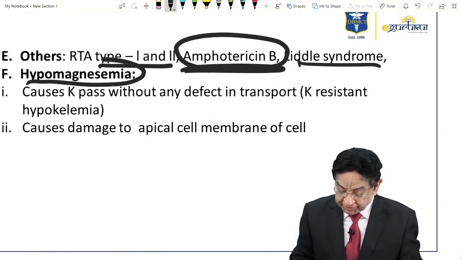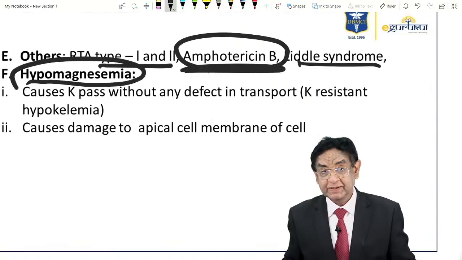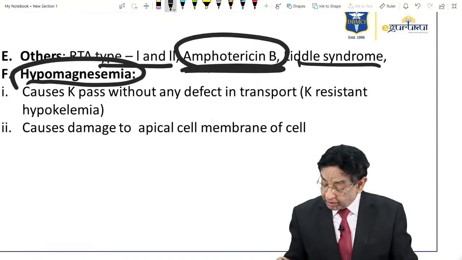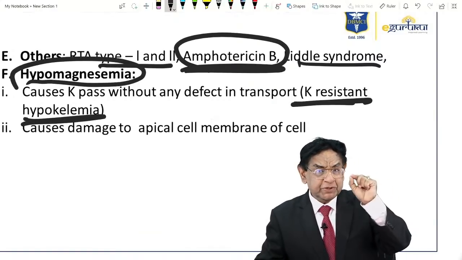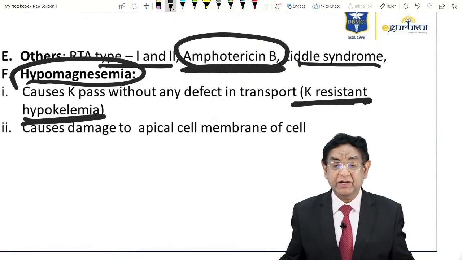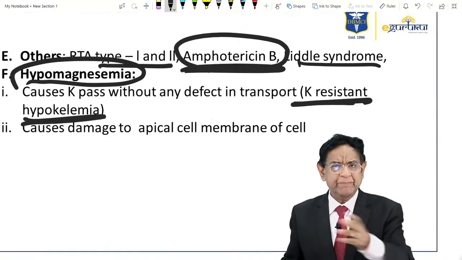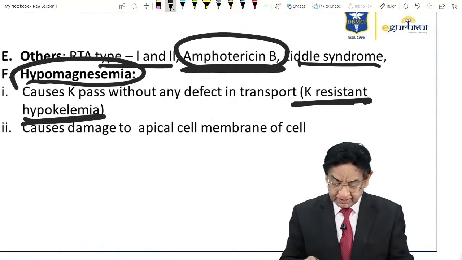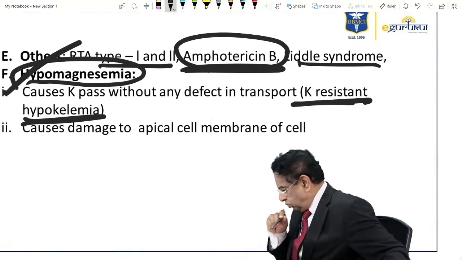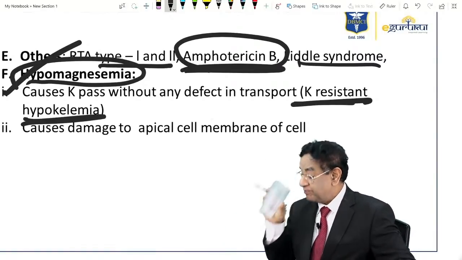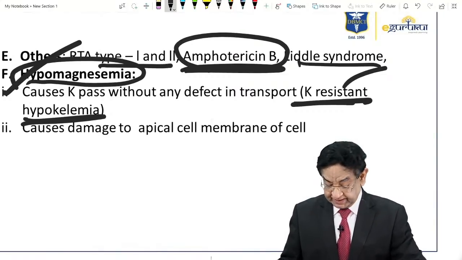This is the gold medal question. Hypomagnesemia can lead to hypokalemia, and this is so-called potassium resistant hypokalemia. Something unique. 99% students have never heard this. The patient has hypokalemia. You keep on giving potassium. Patient doesn't respond. Investigate for magnesium level. Potassium resistant hypokalemia is in hypomagnesemia.